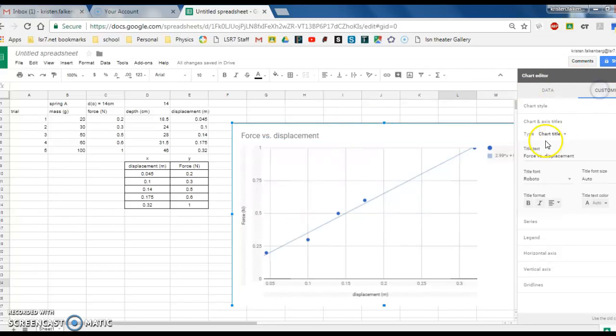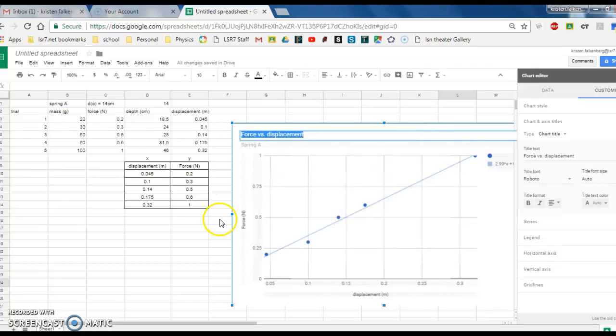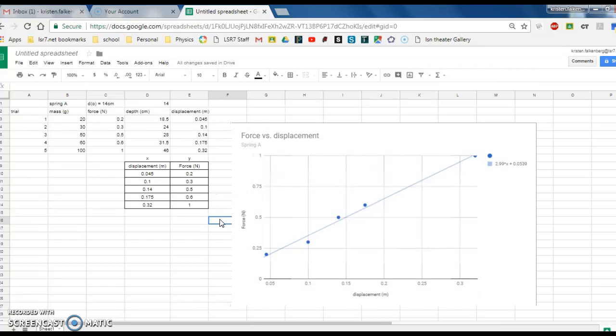Maybe on Customize I do chart title and subtitle. Maybe I'll say spring A. Okay. And then if I wanted to, I could change some fonts, but honestly I don't want to do that much work. And that looks pretty good, and I'll do one of those for each one of my springs, and hopefully it's a fairly easy process.